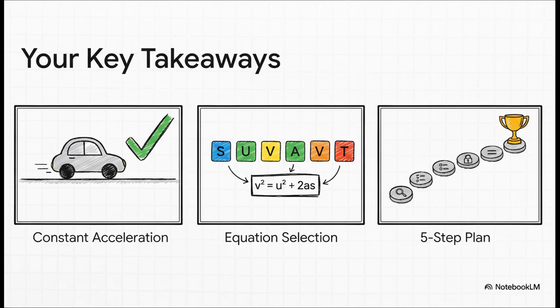All right, so let's bring it all home. If you walk away with anything today, make it these 3 things. First, kinematics is only for constant acceleration, period. Second, that secret weapon? Find the missing variable. It will tell you exactly which equation to use. And third, use that 5-step master plan on every single problem. It's your safety net. It'll guide you to the answer.